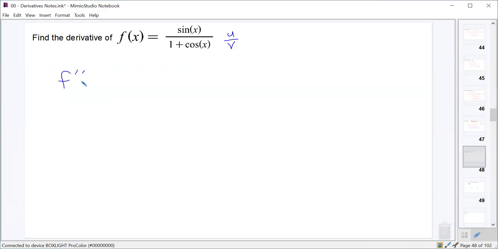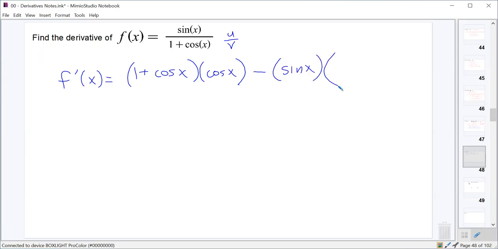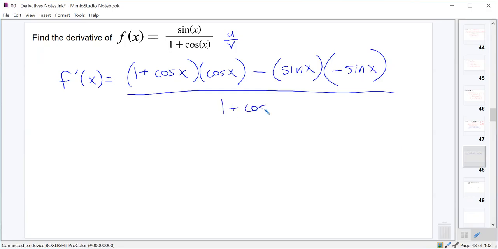So our derivative, f prime of x, ought to be v, 1 plus cosine x, times du, the derivative of sine x, which is cosine x. So v du minus u, sine x, times dv. Well, the derivative of 1 is 0, and the derivative of cosine is negative sine. And then all over v squared.